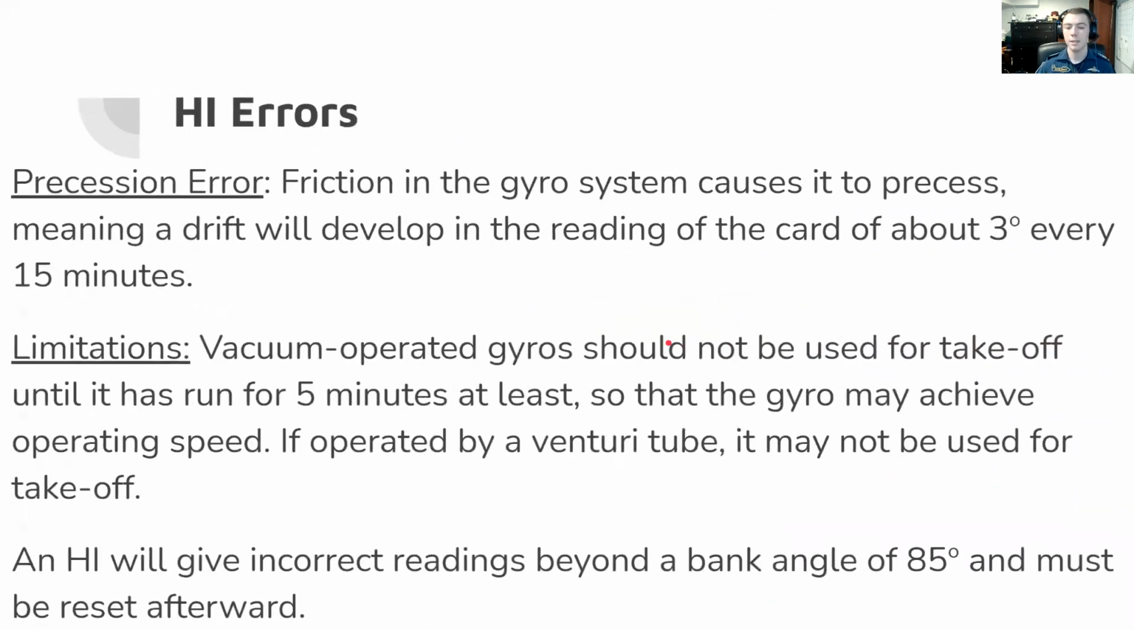All right, so a heading indicator will give incorrect readings beyond a bank angle of 85 degrees and must be reset afterward. This is not really a factor because you shouldn't be banking beyond 85 degrees in a Cessna 172, but if that does happen, just be aware that your heading indicator is going to be completely inaccurate, not usable. You're going to have to fly straight and level and check your compass heading to correct it.